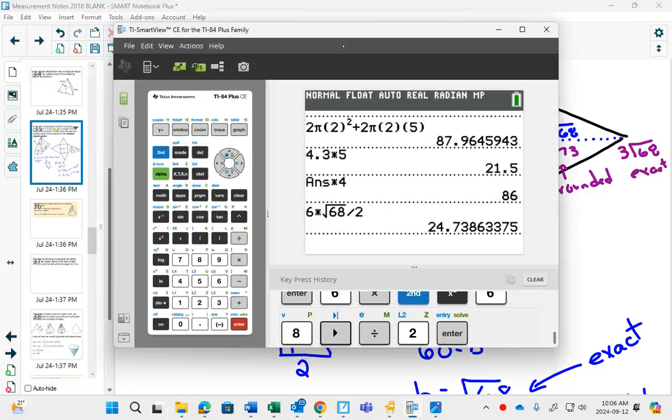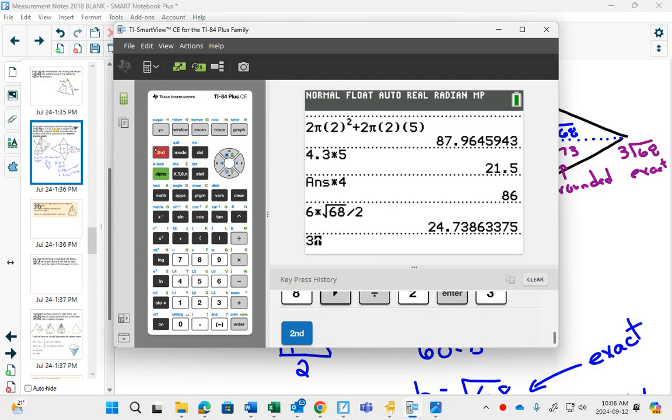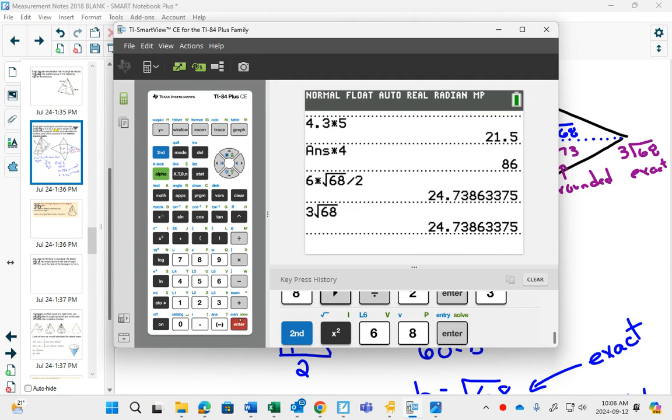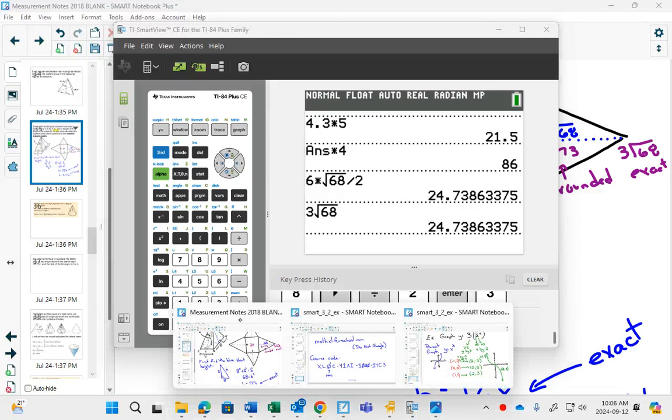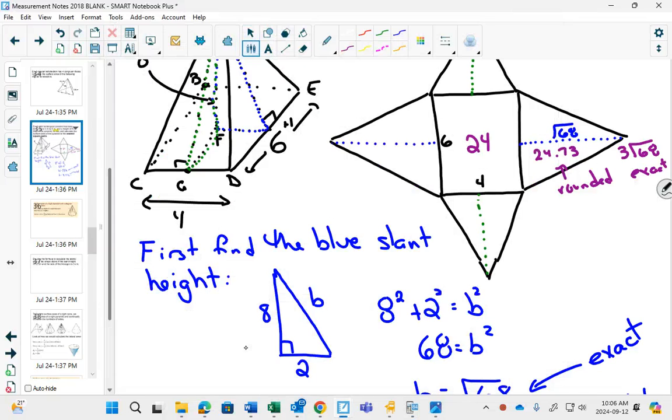If I go back to my calculator and double check that, 3 times root 68, does it come out to the same number? Yes, it does. So I kind of like the exact value, but it's not wrong to have the decimal here. I even made a mistake when I rounded it. Did you see that it should be 3.74? We'll pause the video here.